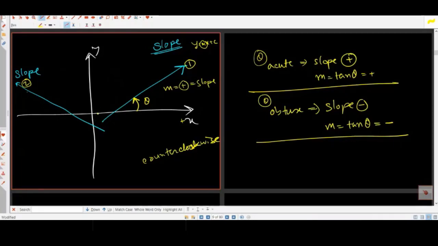Let's draw an angle from the positive x-axis to the second line. So automatically we can understand that this angle is greater than 90 degrees but less than 180 degrees. So obviously the slope of this line will be negative because the angle this time is obtuse. The angle that we have is greater than 90 degrees but less than 180 degrees.